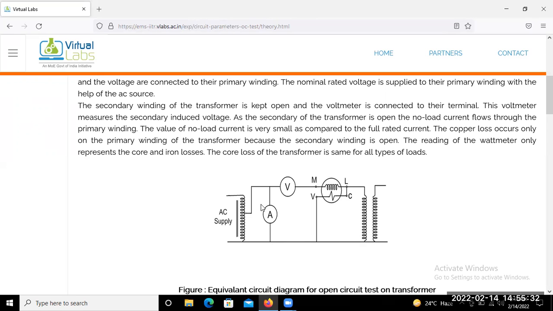Okay, so when the voltmeter indicates the rated value of the LV side of the transformer, you just stop the movement of the variac. Okay, and at that instant you have to note down all the readings of the instruments. That means wattmeter, voltmeter, and ammeter. So that you have to note down.